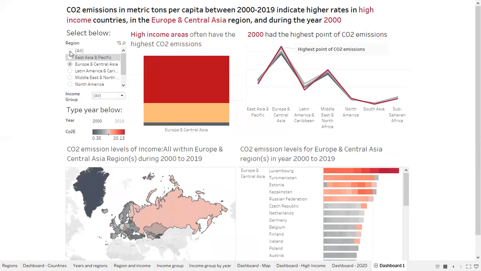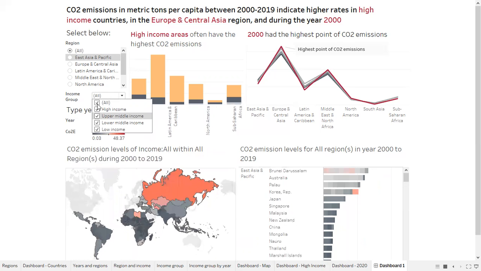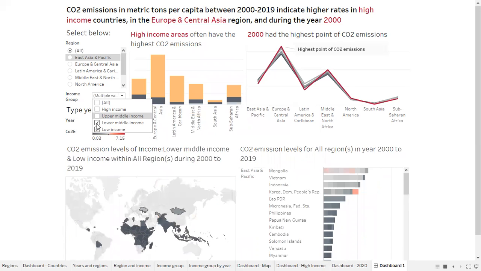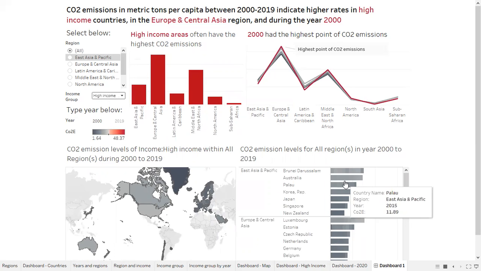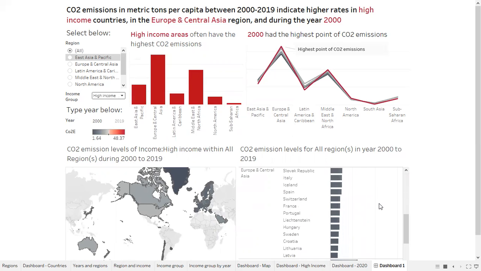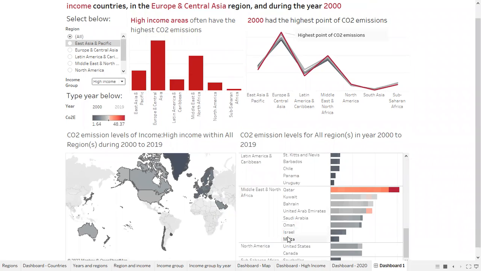If we go back to looking at all of the regions and we want to look specifically at the high income region alone, then we can see a comparison across the regions for the high income levels. We can see what that looks like for the CO2 comparisons of the high income countries and their regions, and then what that looks like on the map itself.